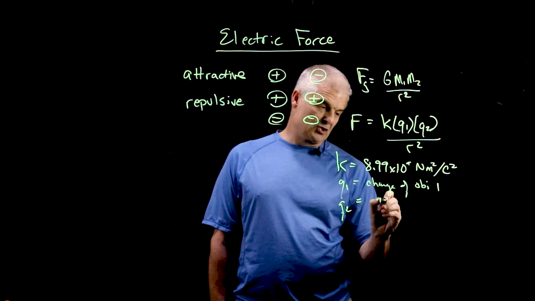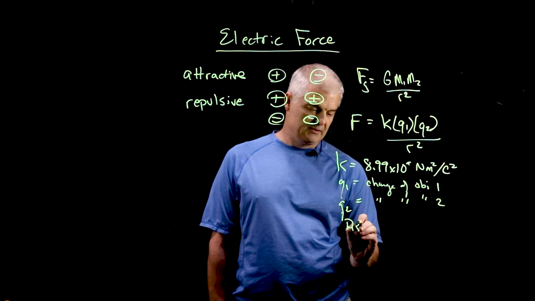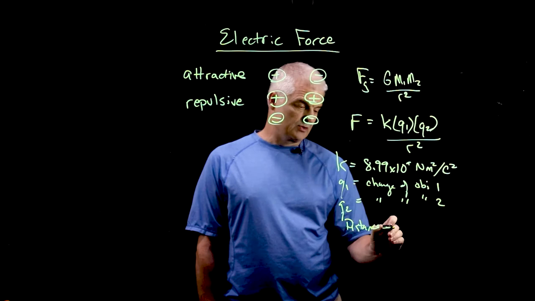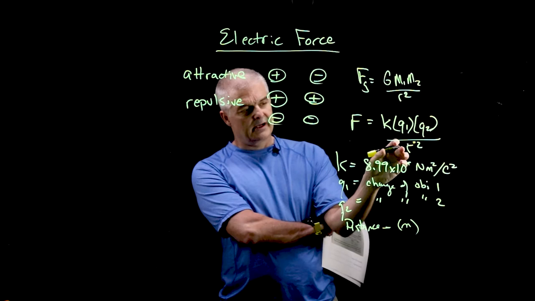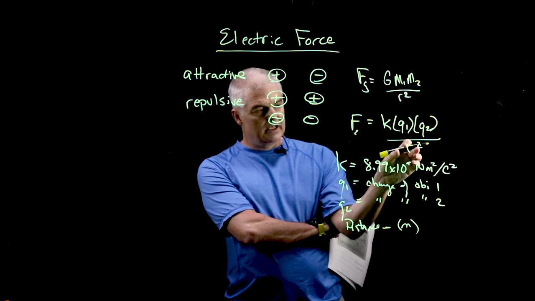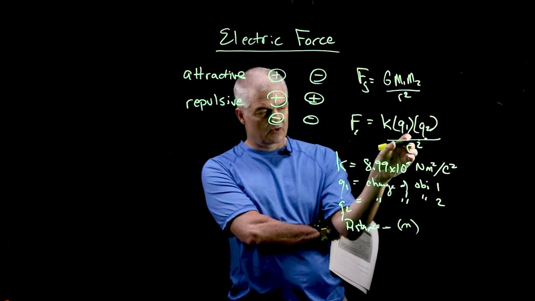What do you think R is? R is the distance between them. Just like with gravity, the closer you are, and it's usually done in meters, by the way, the stronger it is. Think about that for a moment. As R gets small, it's on the bottom of the equation, so F gets big. The force is stronger the closer you are.